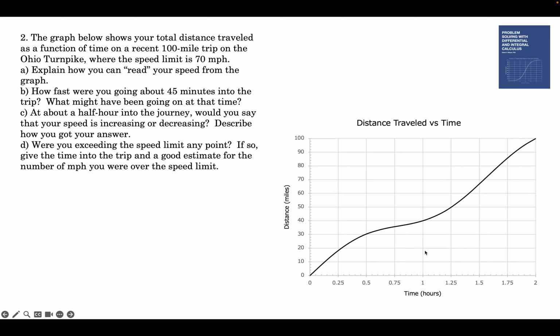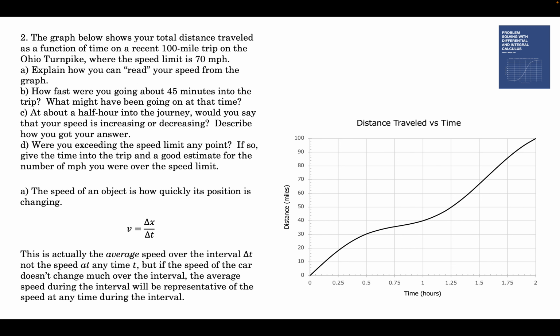We have distance versus time. Where is the speed? The speed of an object is how quickly its position is changing. So most people say change in distance over change in time. This is only the average speed. The average speed over a time interval is the distance traveled during that interval divided by the duration of that interval. It's not the speed at any time.